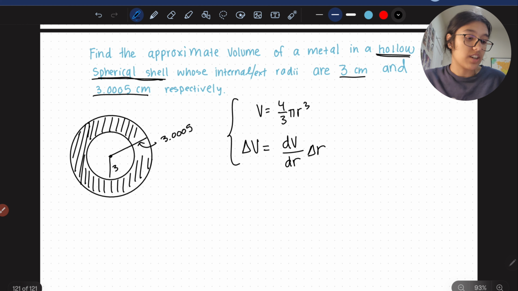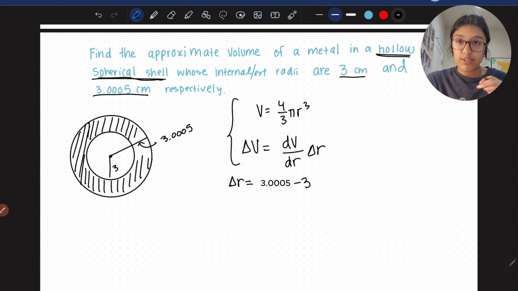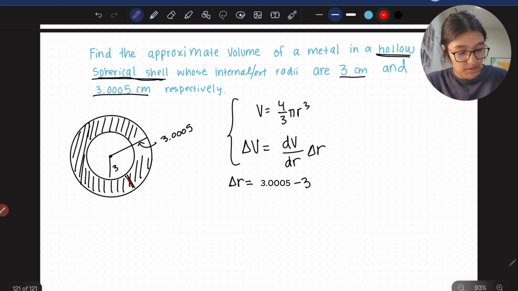These two equations are going to be our main equations, because the volume of a sphere is V equals 4/3 pi r cubed. And let's find delta r first. Excuse me, not delta x, delta r. So what's the difference between the r values? In this case, delta r is going to be 3.0005 minus 3. And here's why. Delta r is going to be this thing right over here.